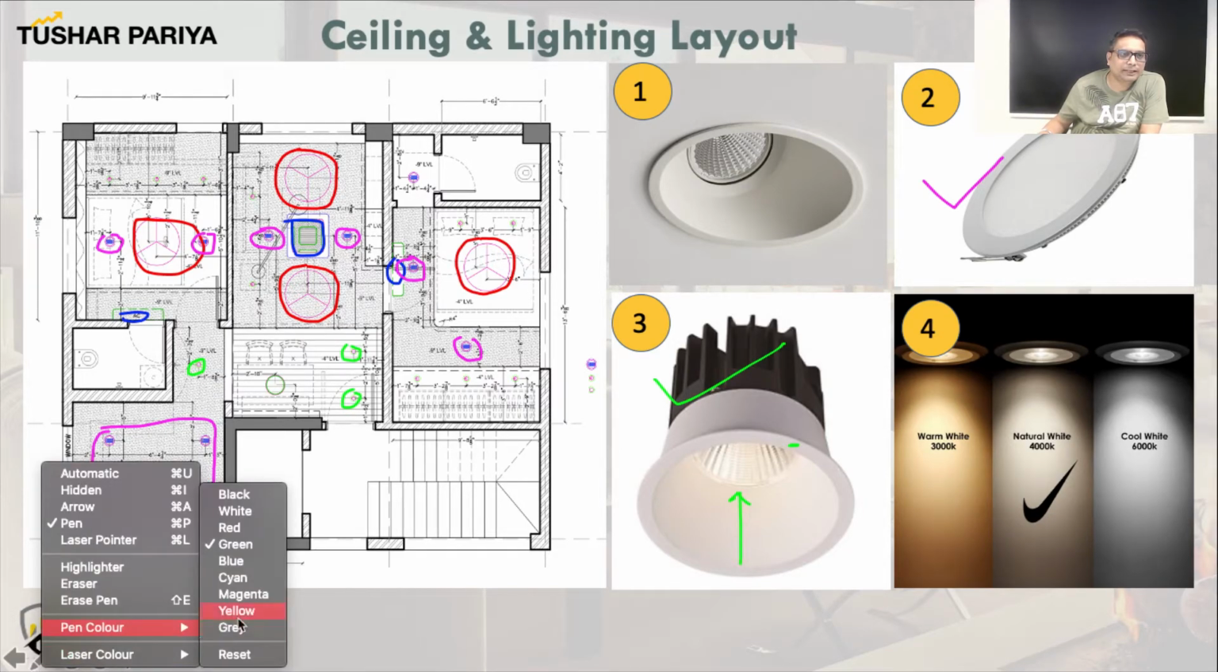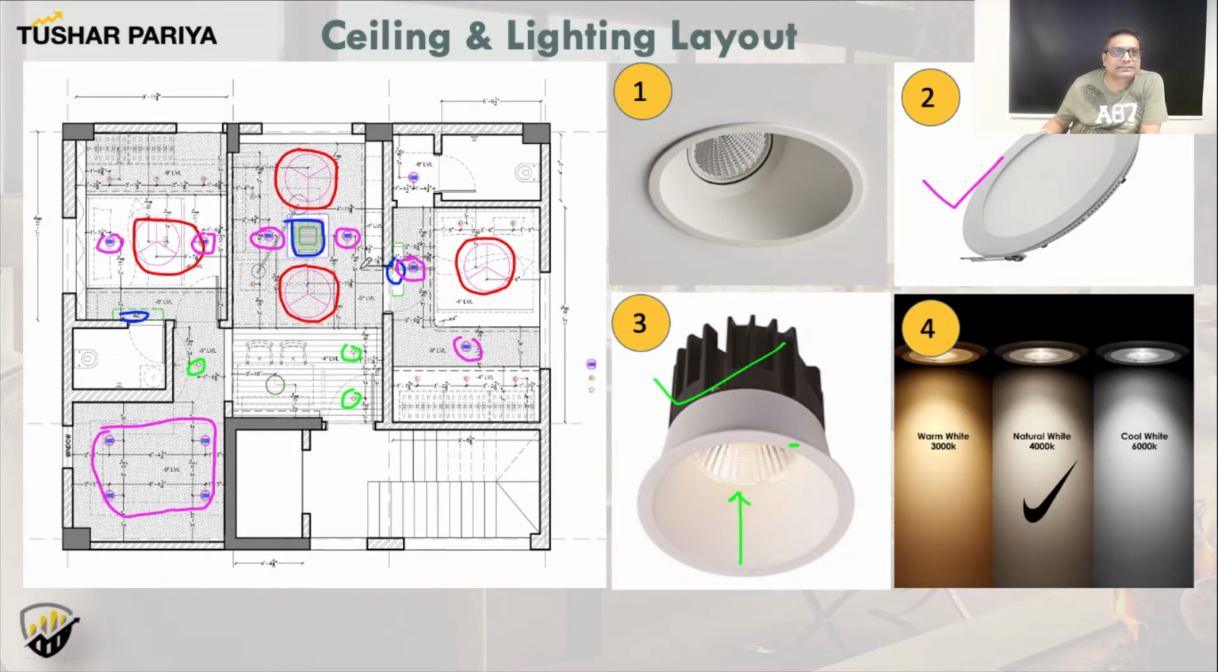What color will look good? We'll use cyan. Now you can see there is one light here. If you look closely, there's a light here, here, and here. There are three lights here, three lights here, two lights here, two lights here. Guys, I forgot to mark one more panel light here, so excuse me for that. And above the wardrobe there is a light here, 1, 2, 3.